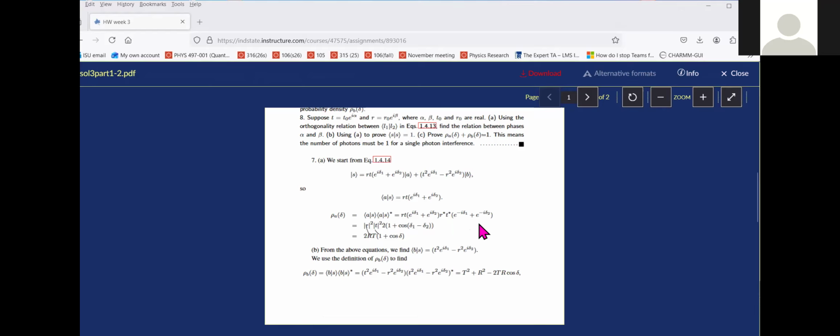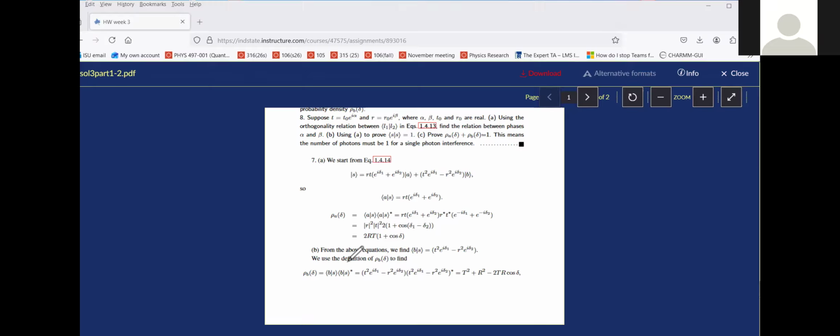And I really like Cody's work for part B. Part B, Cody did a really wonderful job working out all these details. But one thing, a small thing that you probably didn't realize, was the following.